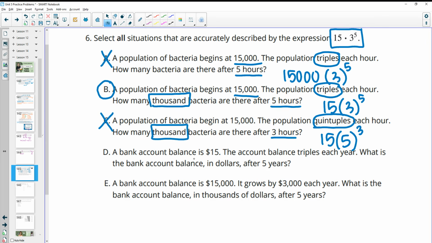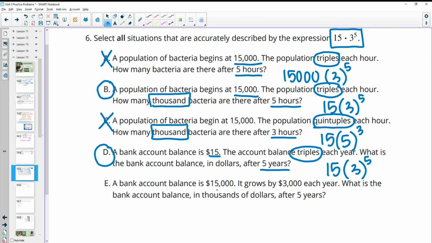D, a bank account balance is $15. The account balance triples each year. What is the bank account balance in dollars after 5 years? So our initial amount is 15. The growth factor is 3. It's tripling each year. And then for 5 years. So this one accurately describes it.